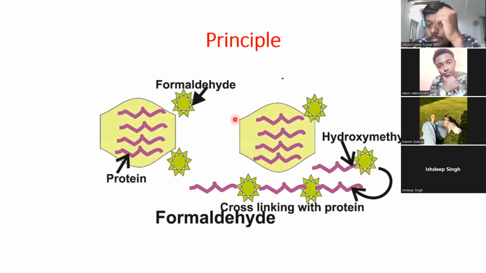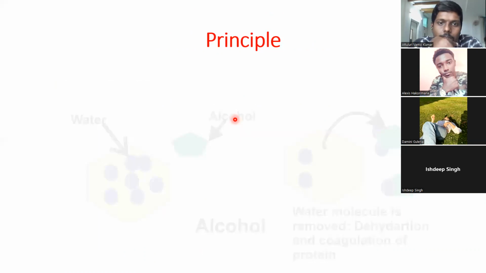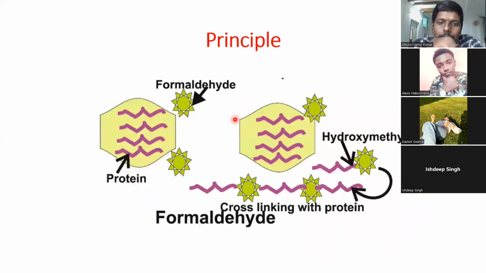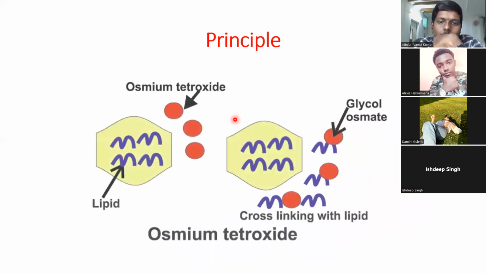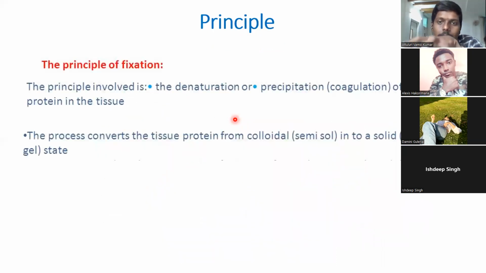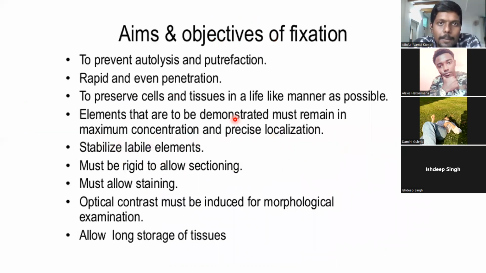As I stated, proteins form cross links among themselves, and that preserves the proteins. That is the idea of fixation. We can take either formaldehyde or alcohol. What type of fixative we take depends upon the criteria, depending upon the test we want to perform. Certain aims of fixation include preventing autolysis and putrefaction of tissue.